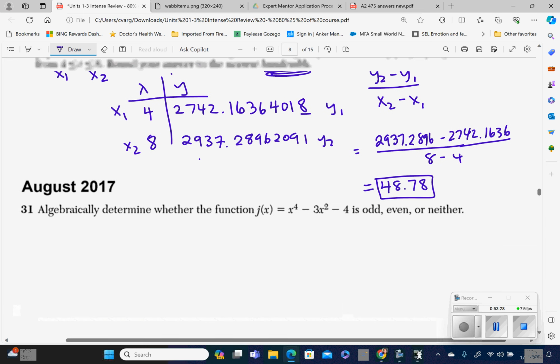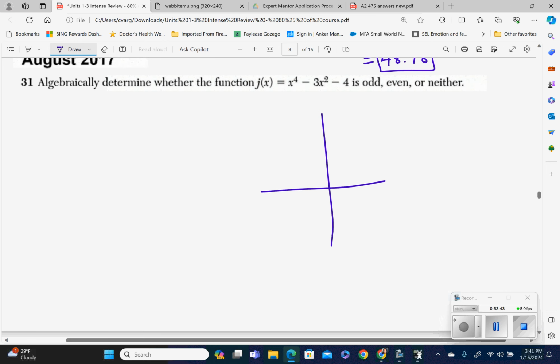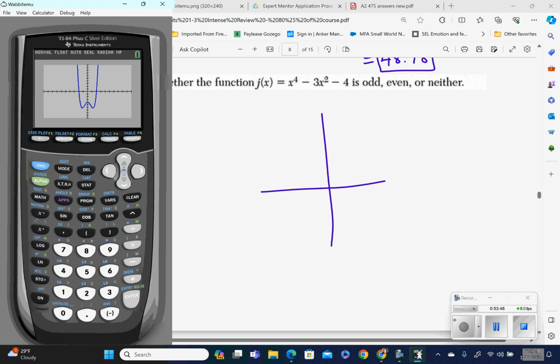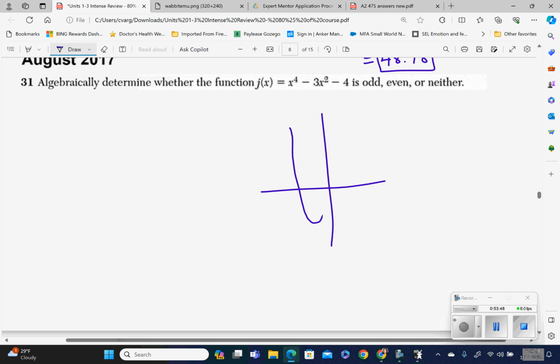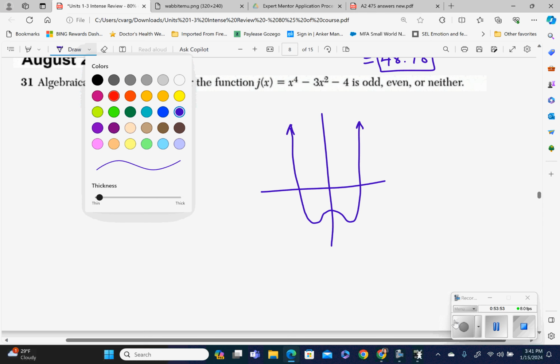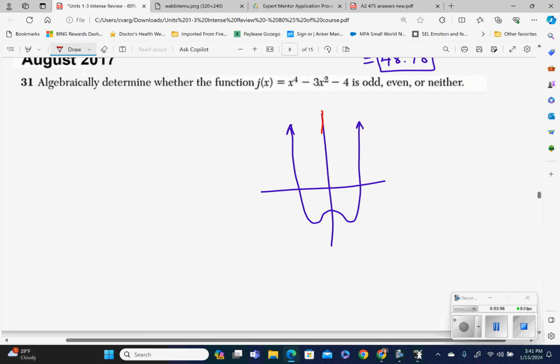Did I finish? Determine the average rate of change around here. Okay. Algebraically determine whether it's odd, even, or neither. So this is another calculator question. If I graph it, I can automatically see that I have something that looks like this, right? It goes down, it goes up. Since it is symmetrical with respect to the y-axis, like my y-axis is my mirror, and if I fold it along that y-axis, it's going to be symmetrical. That means it's even.